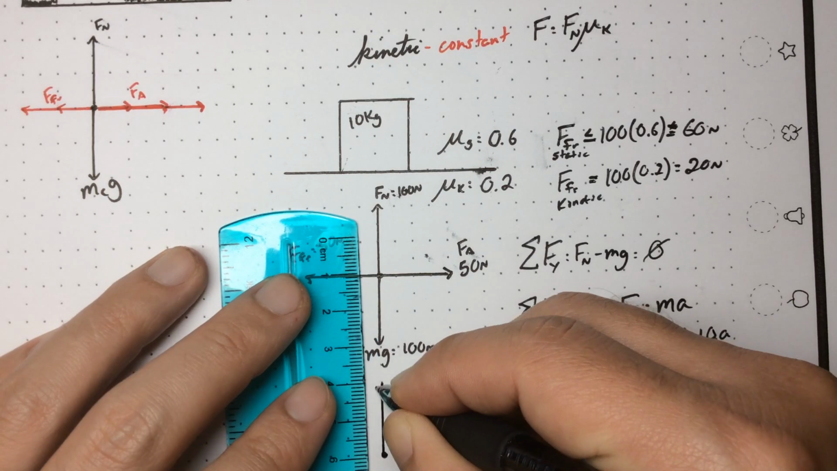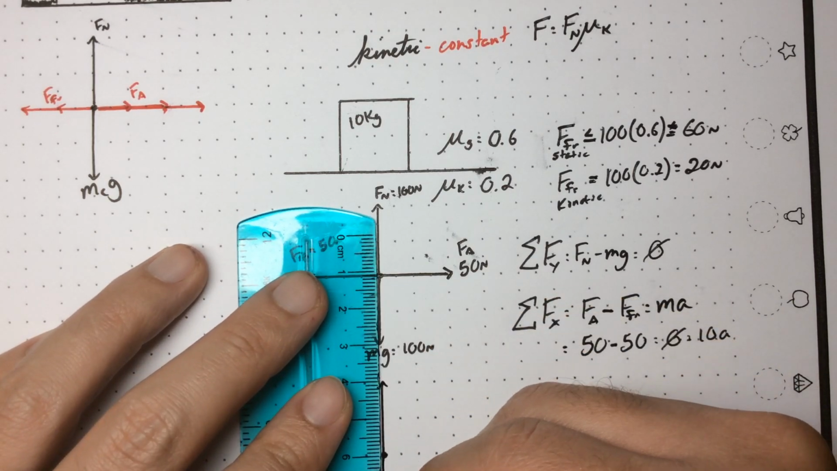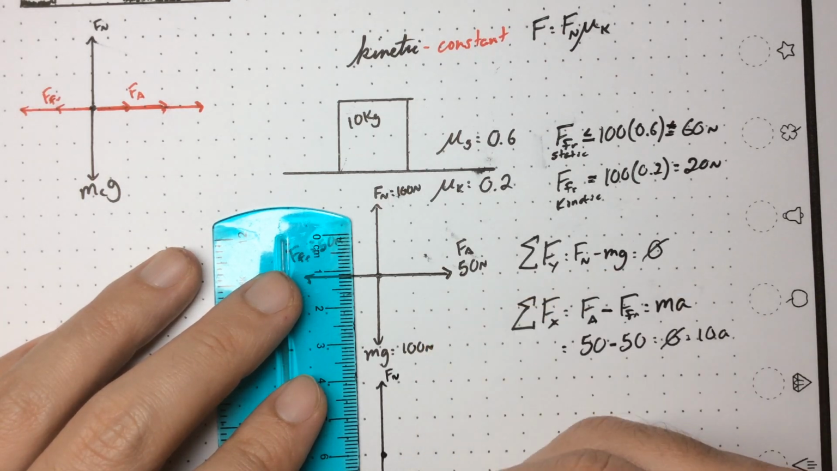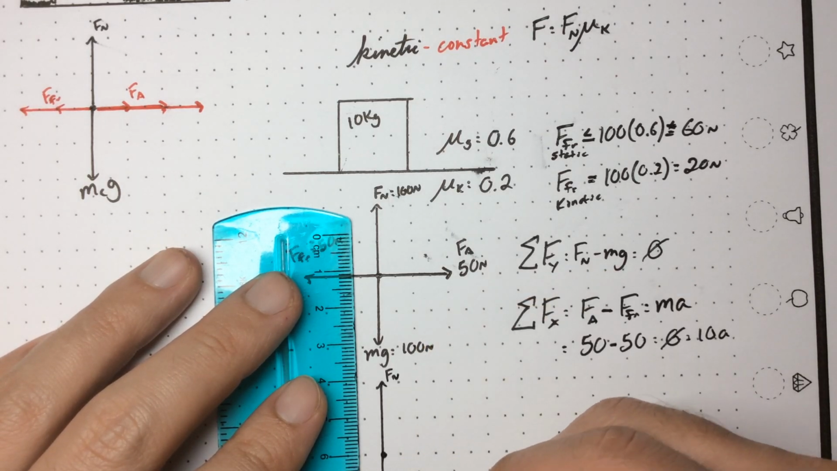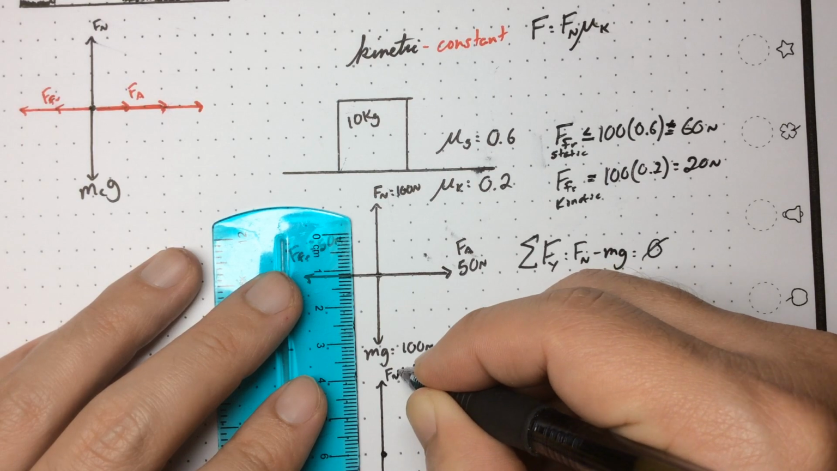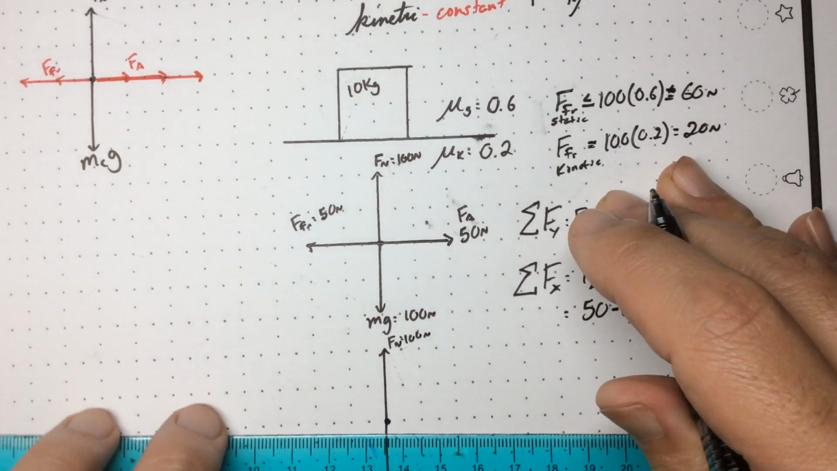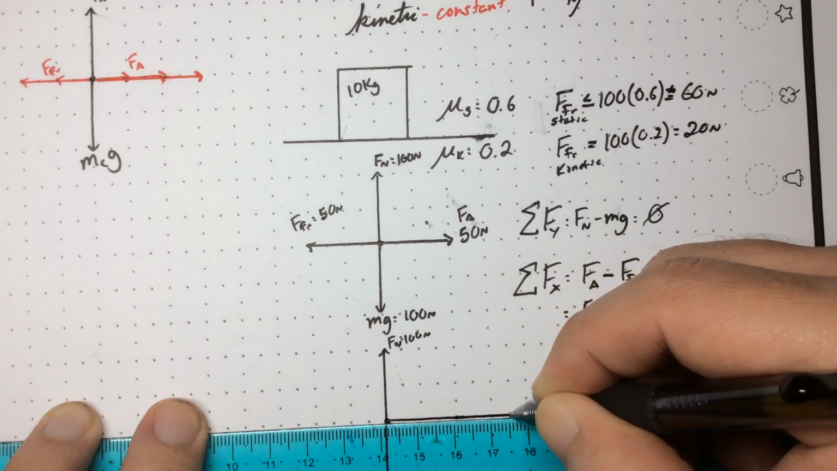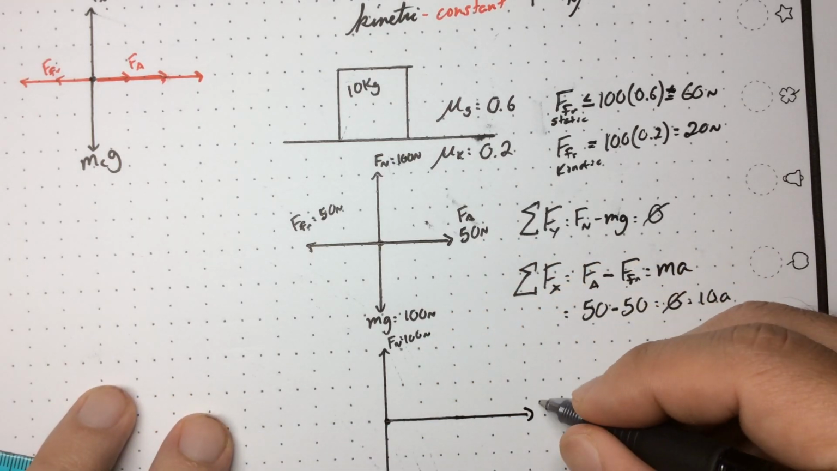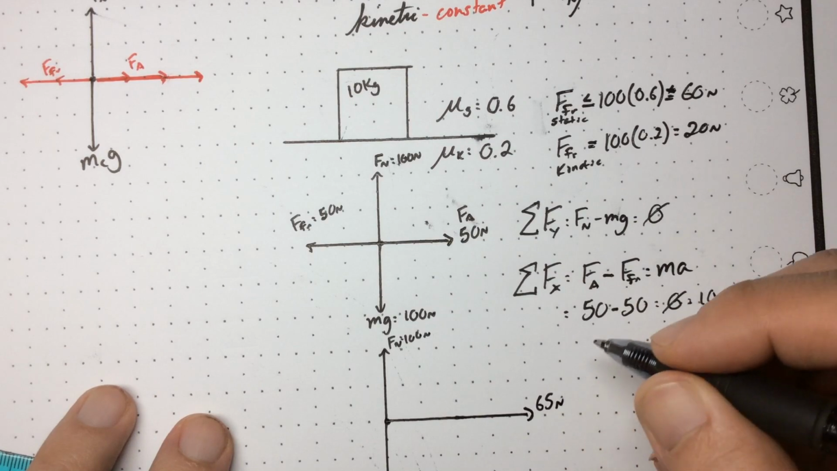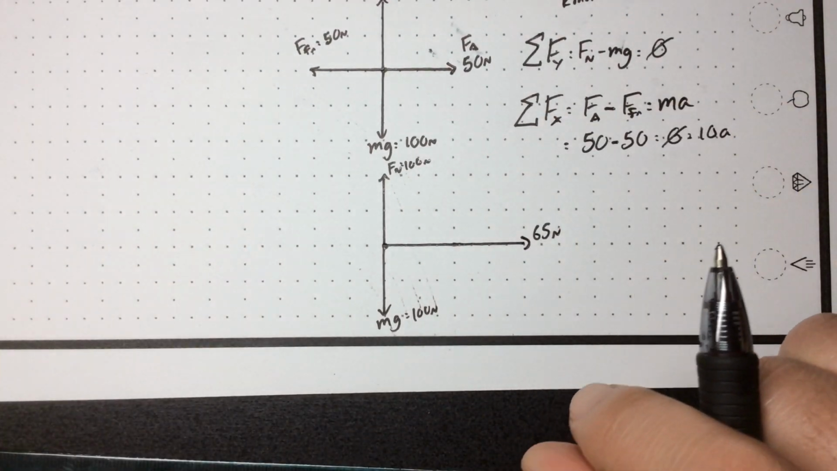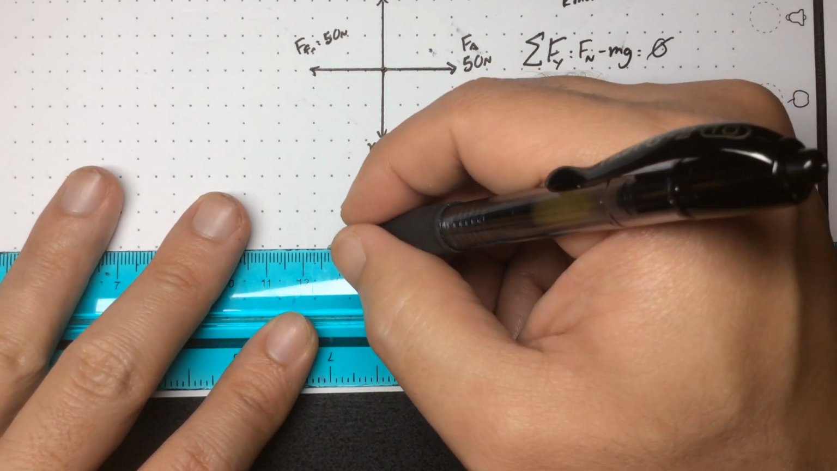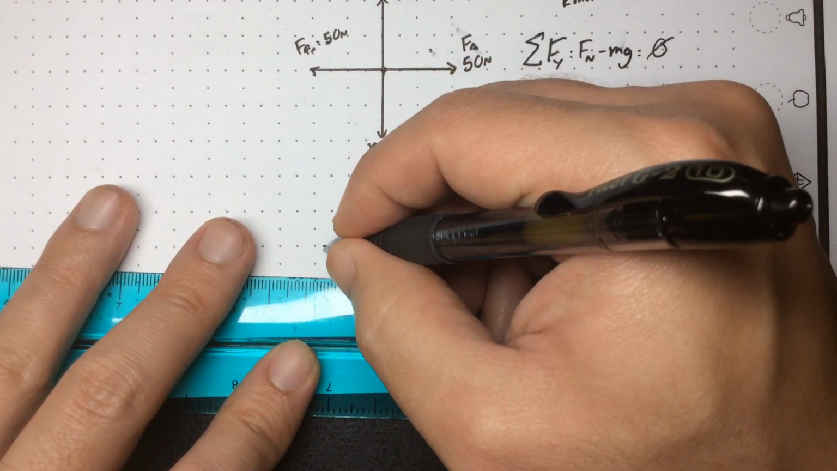Well, what we know is that the forces vertically are still there. They're unchanged. mg down, normal force up. 100 down, 100 up. That's all the same. But if we were to apply a force here that was not 50, but let's say it was like 65 newtons to the right, that's our applied force, then friction would still try to oppose that.